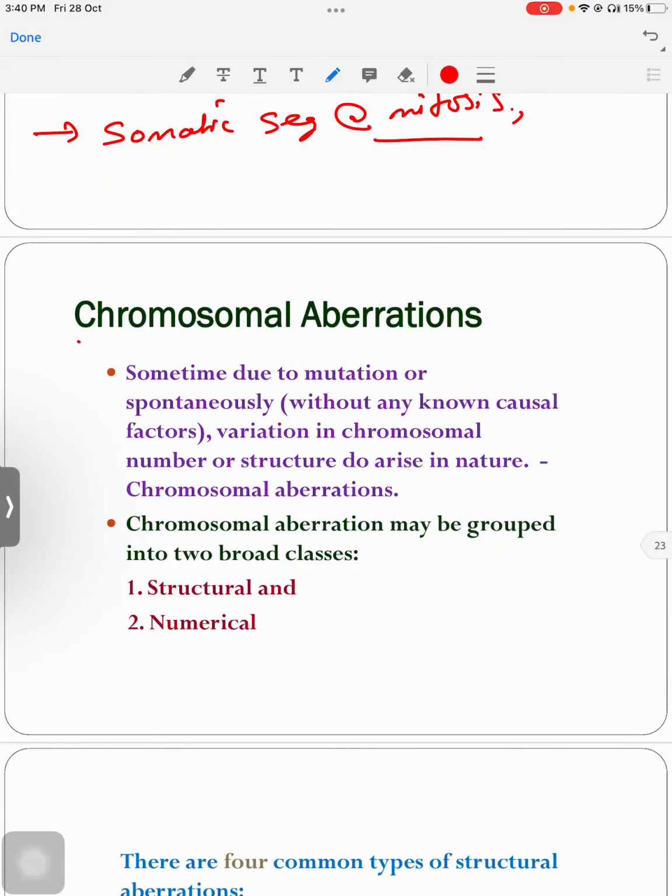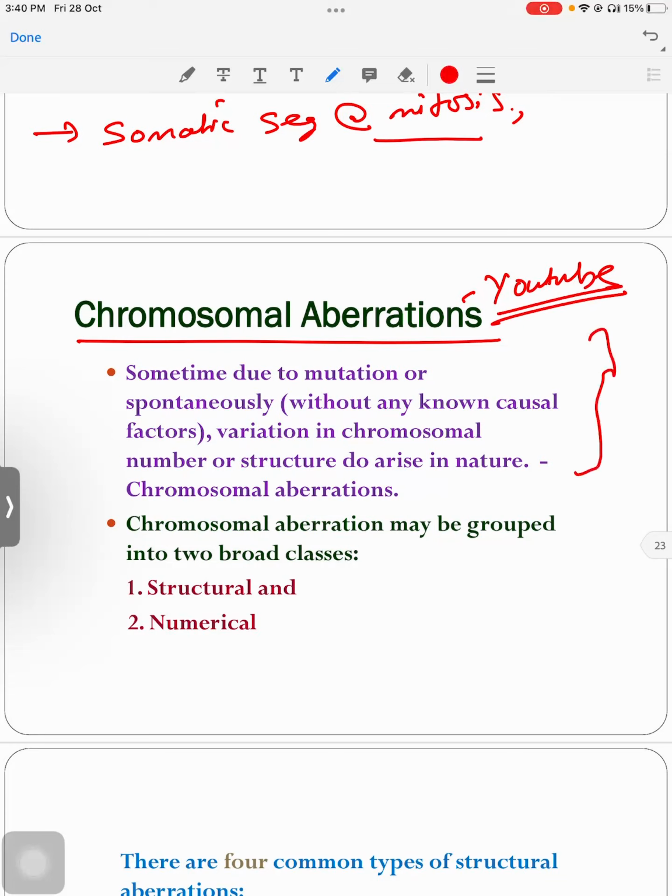And there was also a question on chromosomal aberration. I have made a video on this, you can look at the YouTube video. I have completely described it, it's freely available on YouTube. I'll just tell you the basics only. Due to mutation or spontaneous initiation, this structure may be altered.